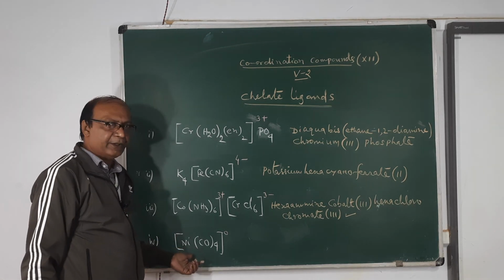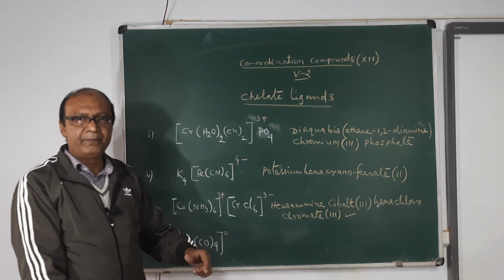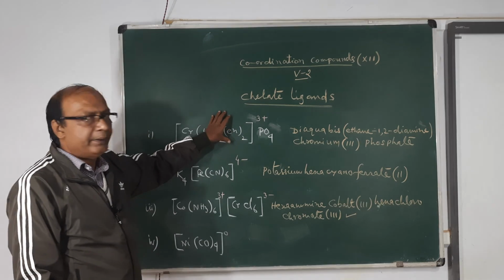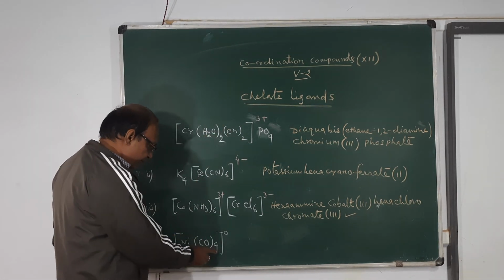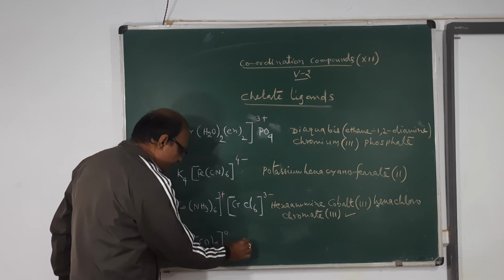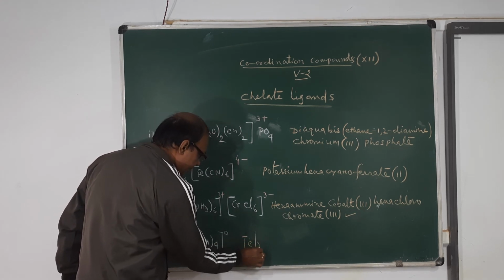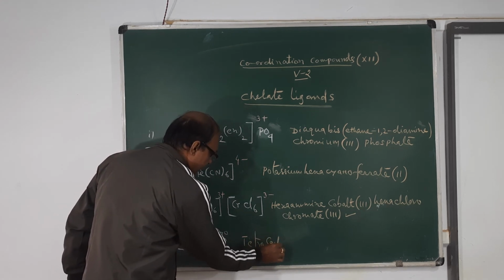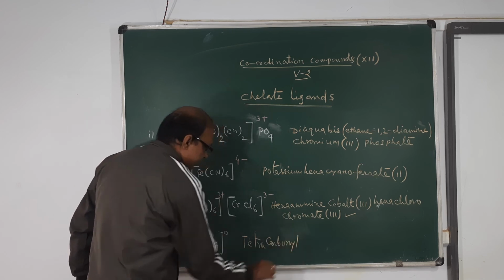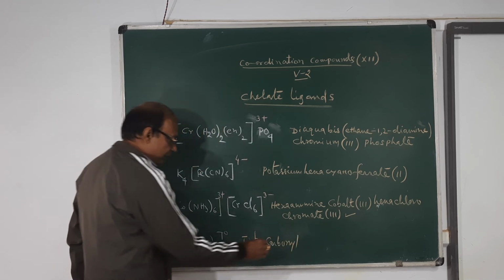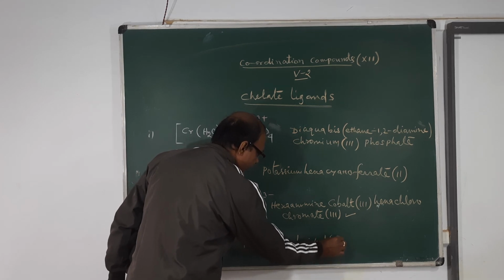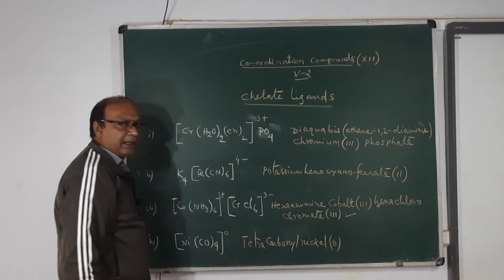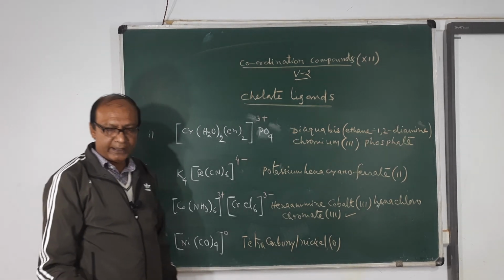And the last one, the neutral complex, is named according to the rule of cationic complexes. So for the neutral complex, there are four carbonyl ligands. So tetracarbonyl nickel(0). Tetracarbonylnickel(0). So see here.